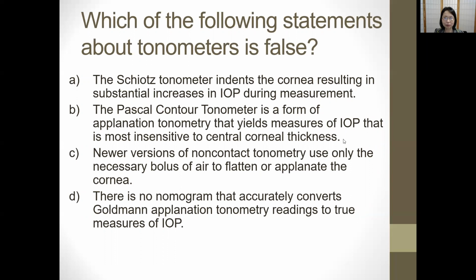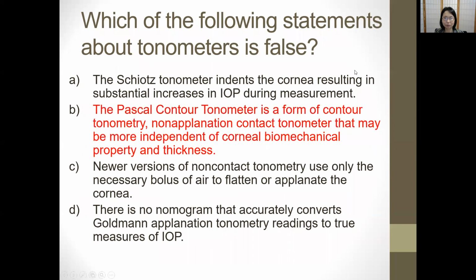A, the Schiotz tonometer indents the cornea, resulting in substantial increases in IOP during measurements. B, the Pascal contour tonometer is a form of applanation tonometer that yields measurements of IOP that are most insensitive to central corneal thickness. C, newer versions of non-contact tonometry use only the necessary bolus of air to flatten or applanate the cornea. And D, there is no nomogram that accurately converts Goldmann applanation tonometry readings to true measures of IOP. And remember, we're asking for the false statement here.